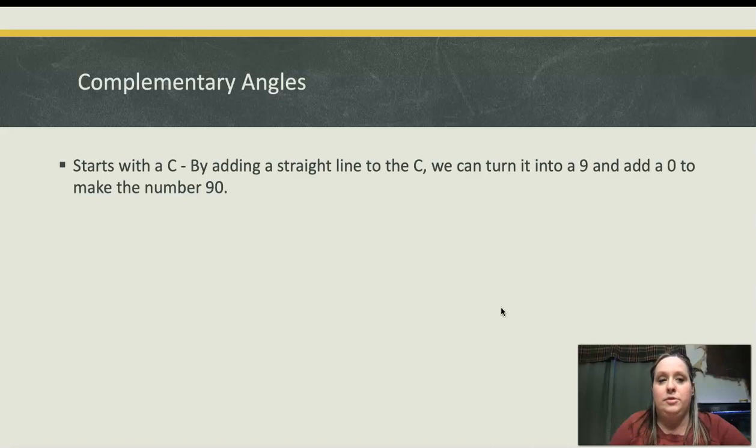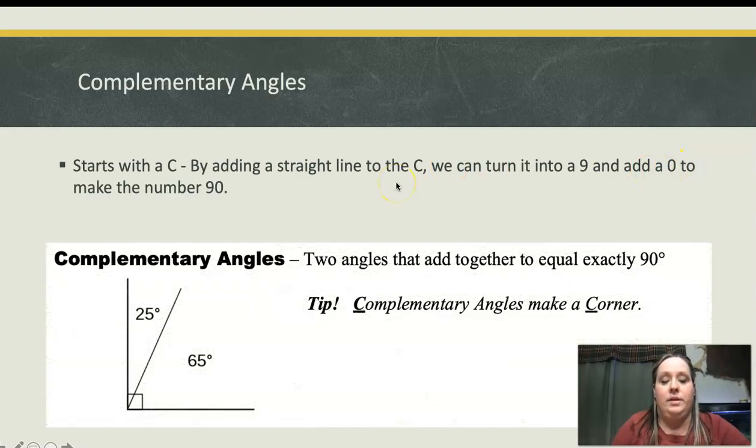So we'll start with complementary. Complementary starts with C. By adding a straight line to the C, we can make it a 9. And if we add a 0 to the end, it makes the number 90. This is on your note sheet. So complementary angles are 2 angles that add together to equal exactly 90 degrees.